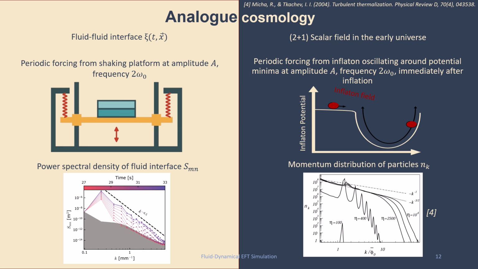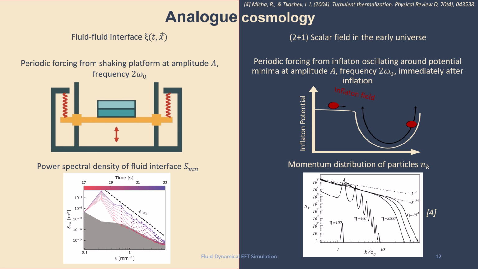Let's now look at how our experiment is able to simulate the model of cosmological preheating that I started the talk with. The analog is the following. The two-fluid interface is the analog for a massive field in the early universe, and the shaking platform serves the role of the coupling to the inflaton field.